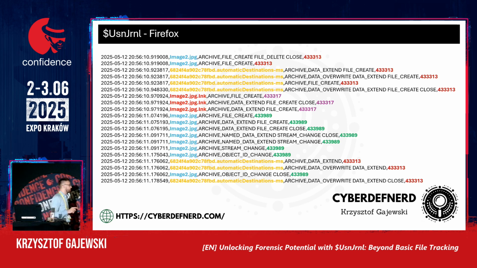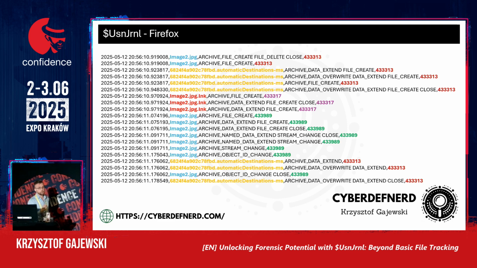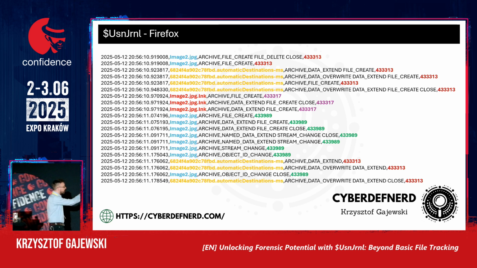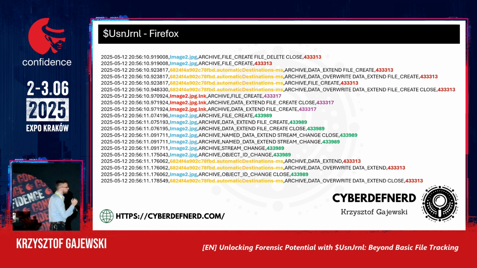But then I didn't give up and I jumped to Firefox. With Firefox, the situation was different. Actually, three different files were created, but it always looked the same. First, it was the creation of the file using the name which I chose. Then it was renamed using that automatic destination-ms file. Then after that, there was a creation of the link file. Again, I don't care about the link file too much. And then finally, there was a creation of the file using a target name. This is it. Every time for Firefox, the situation was exactly the same.